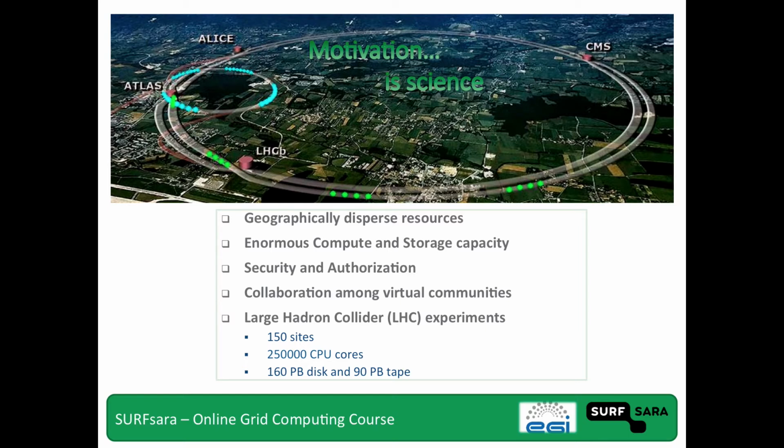The ALICE, ATLAS, CMS and LHCb experiments generate enormous amounts of data that are impossible to process on a single site. So for this reason, 150 sites were put together, offering approximately 250,000 CPU cores, 160 petabytes of storage and about 90 petabytes of tape storage for the simulation, processing and analysis of the LHC data. Later on in the course we'll have a use case explaining what they actually did.